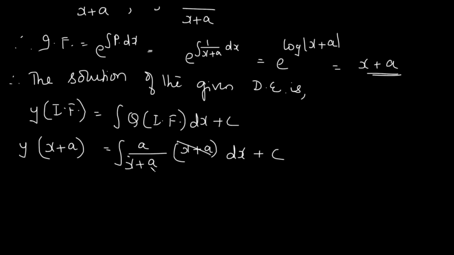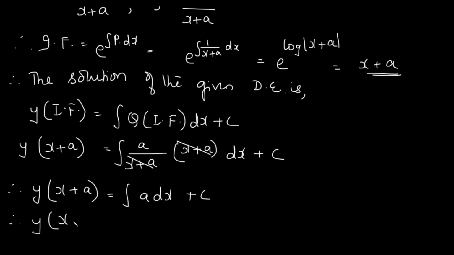Now these two terms can go away, and therefore we get y into x plus a is equal to integral a dx plus c. Now a is a constant, so the integral of 1 dx is x. So as a result, we get the answer as y into x plus a is equal to ax plus c. And this becomes our final answer.